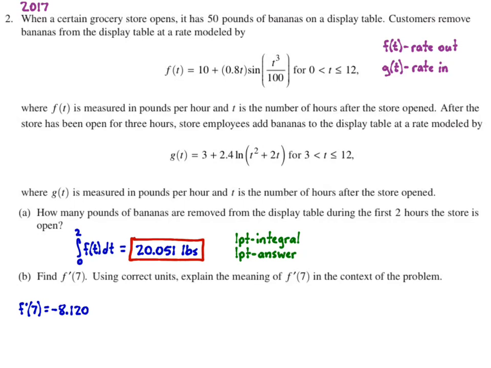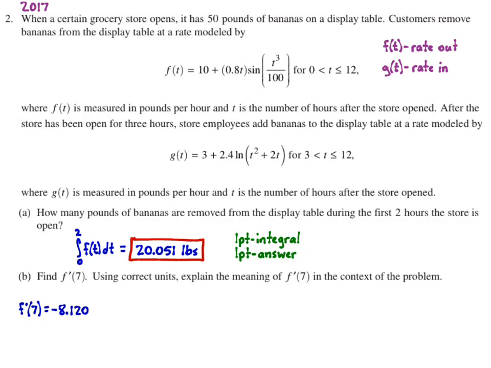Now it says use correct units. Explain the meaning of f prime of 7 in the context. Well, keeping in mind that f is the rate out. Remember the units on f were pounds per hour. So when I take the derivative of pounds per hour, I'm going to get pounds per hour squared. So the interpretation of this is the rate of f, or it's the rate of the rate.